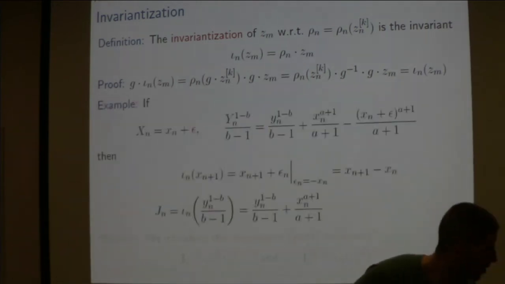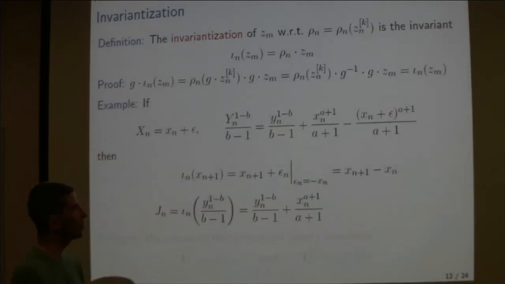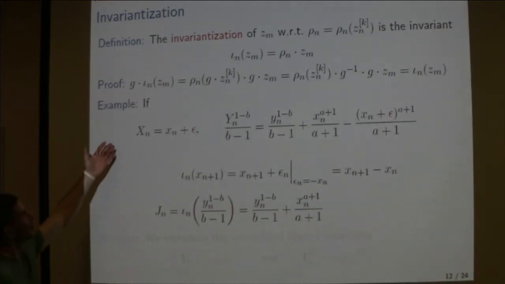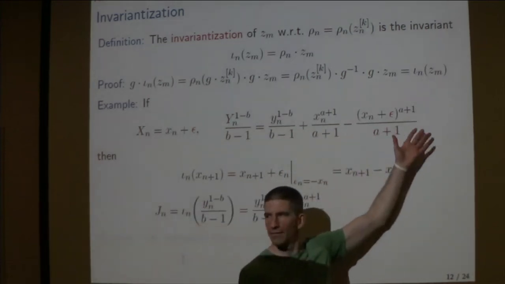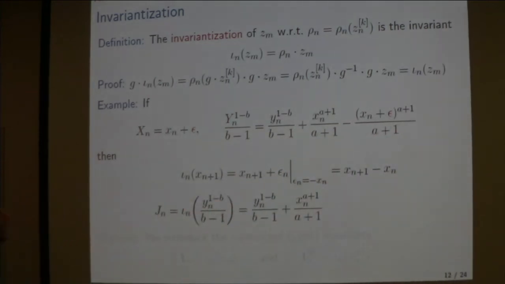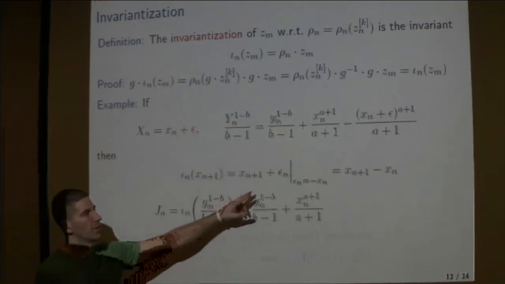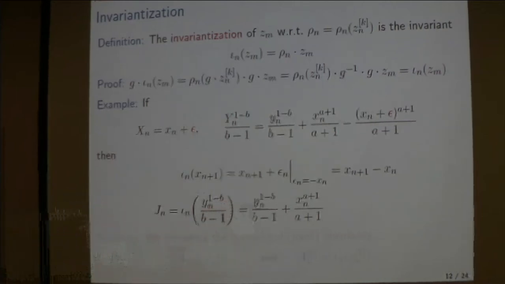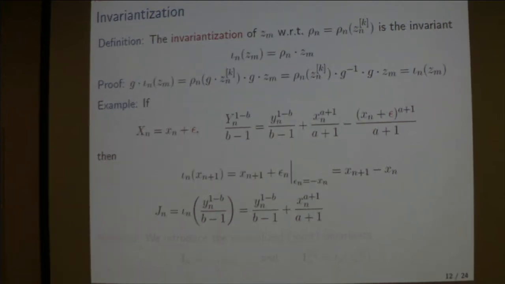So here's an example. I mean, it's always the same one. I wrote the group action here. And now we also have a moving frame, which we wrote here. So in the previous slide, we constructed the moving frame. We know that it's given by setting the group parameter equal to negative xn.